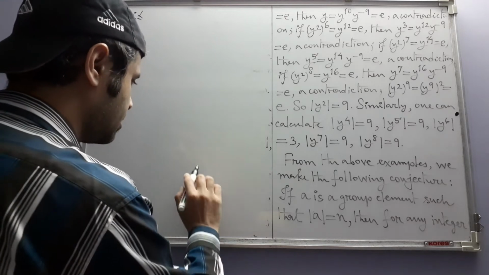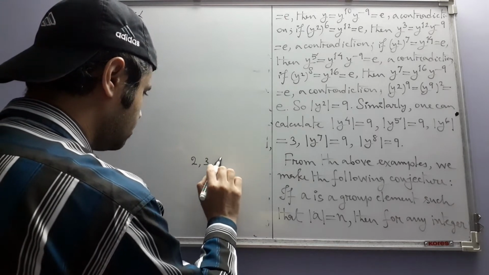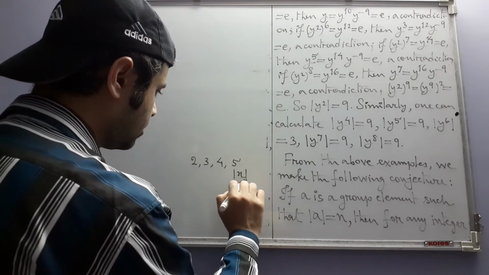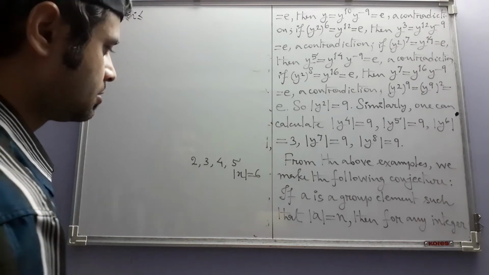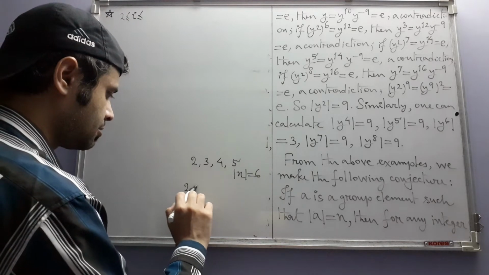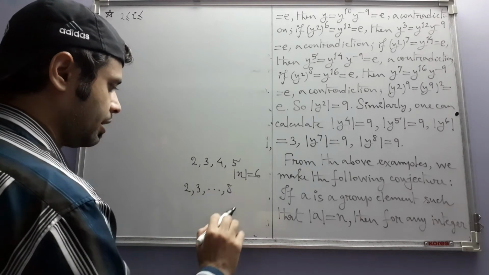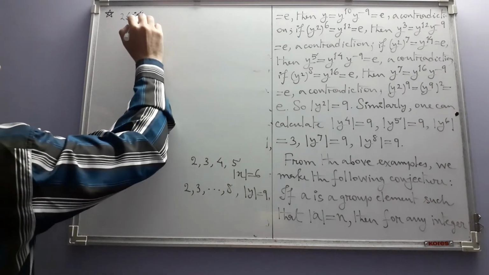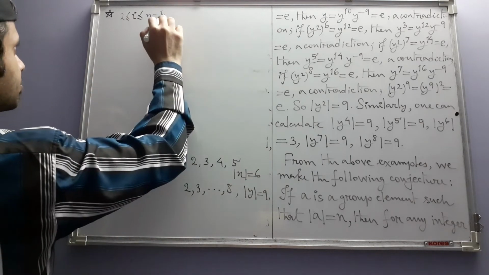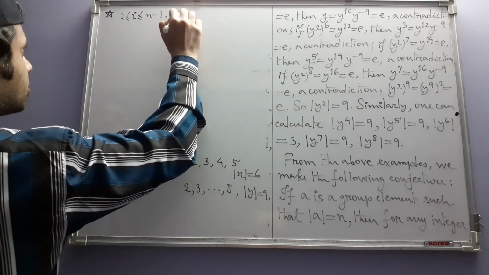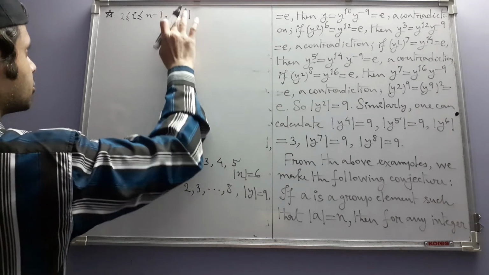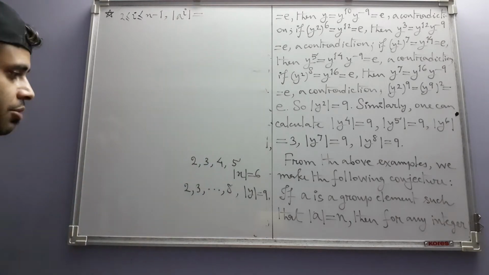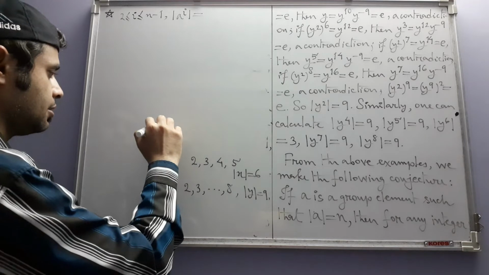In case of x, the exponents were 2, 3, 4 and 5, where originally the order of x is given to be 6. In case of y, the exponents vary like this and the original order is 9. So that means n minus 1, the order of y to the power, we are considering n, so order of a to the power I will be equal to, let us see the cases.